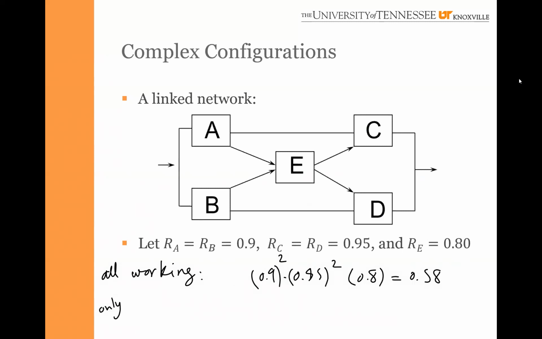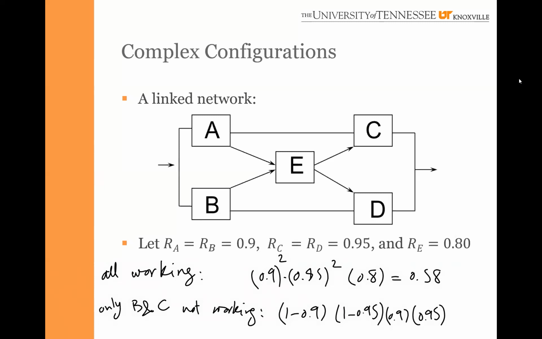Let's look at another case. Only B and C not working. Again, can I analyze this case? First, if B and C are not working, does the system work or not work? B and C are failed. The system works. Okay, so we can count it in. So now B and C shouldn't work. B is failed. What is the probability? 1 minus 0.9. And C is failed, 1 minus 0.95. And A is working, 0.9. And D works, 0.95. And E works, 0.8. And if you multiply them together, you're going to get a number.